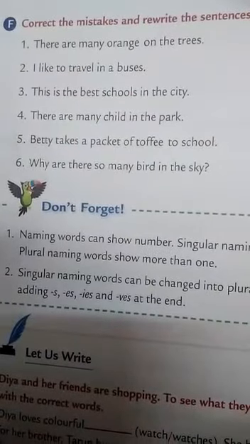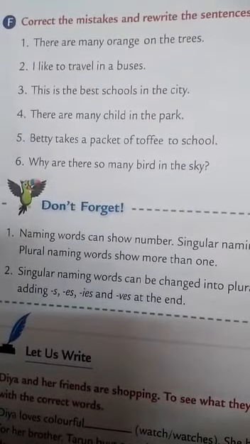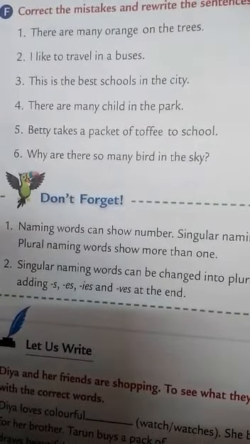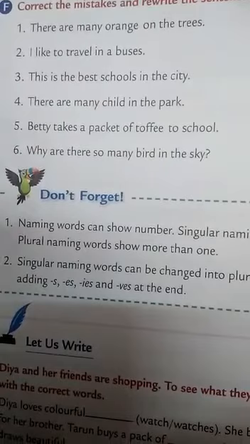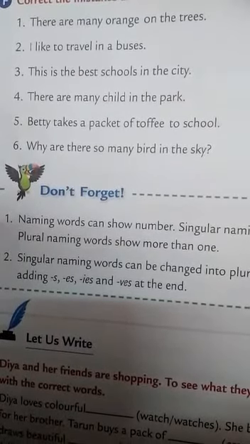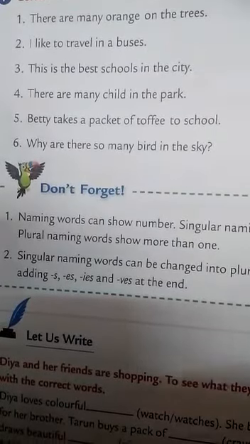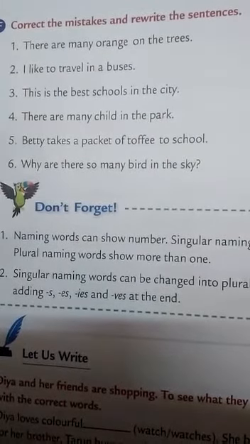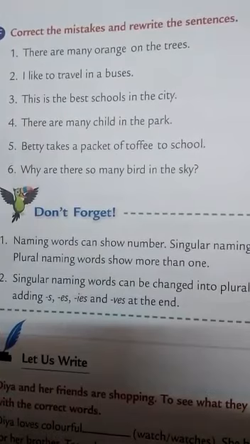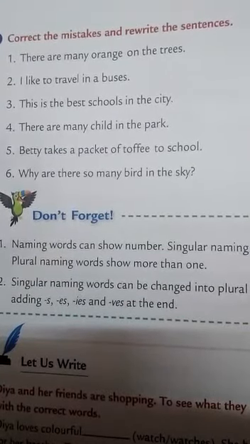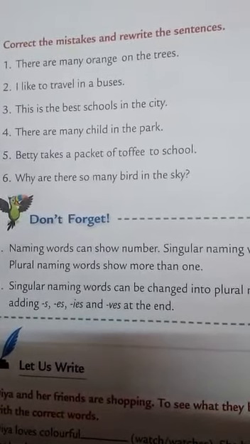Exercise F. Correct the mistakes and rewrite the sentences. First, there are many orange on the trees. Many means more than one. So the plural of orange is oranges. There are many oranges on the trees. Second, I like to travel in a buses. In this sentence, buses is plural. So we use bus. I like to travel in a bus. A means one.